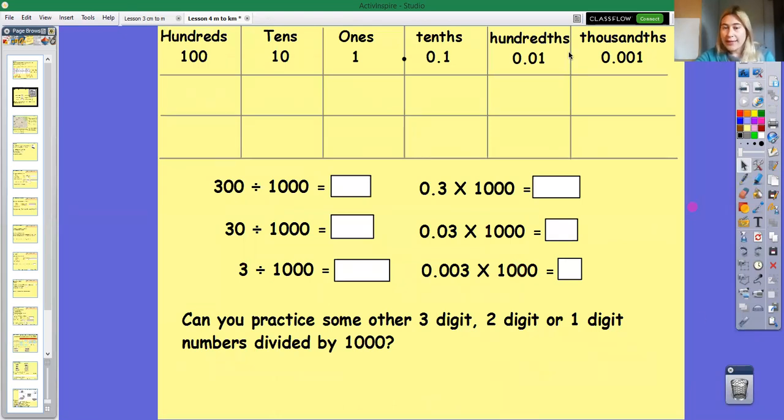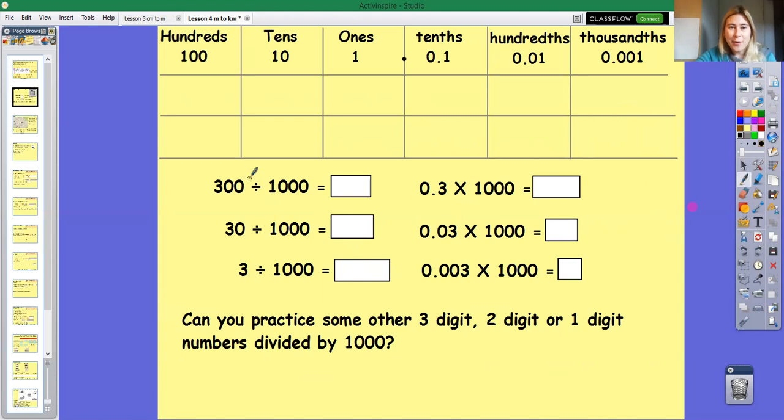You might want to make a quick sketch of this chart, or you might want to use the one on the page. See if you can pause the video now and divide, and then do the inverse to work out the missing boxes. Okay, super. How did you get on?